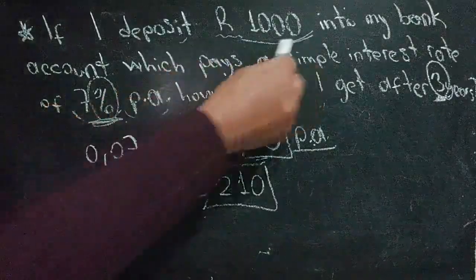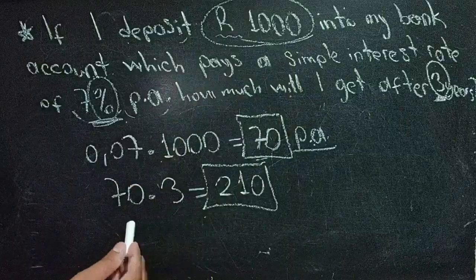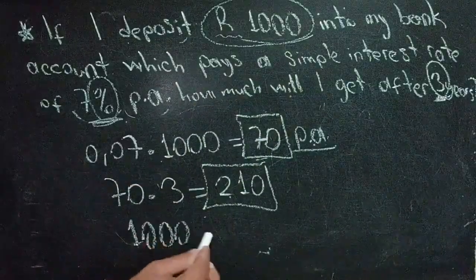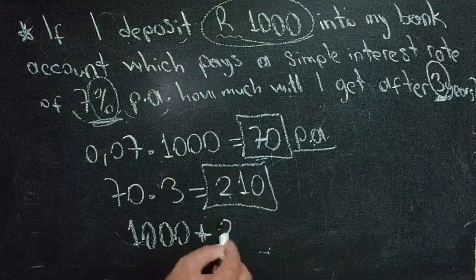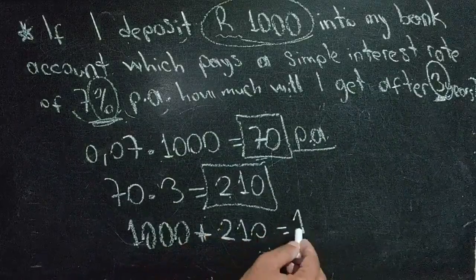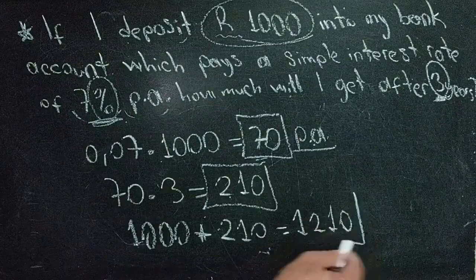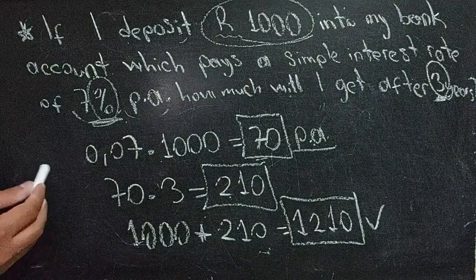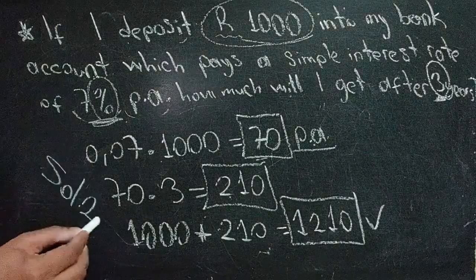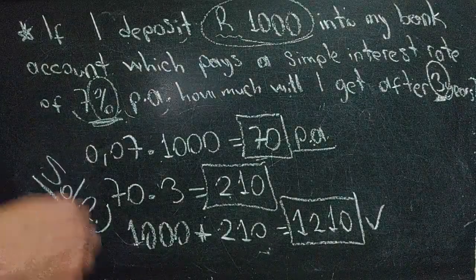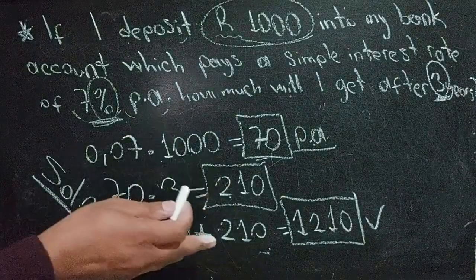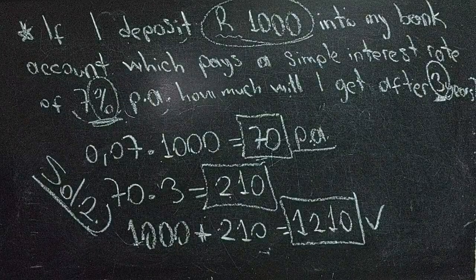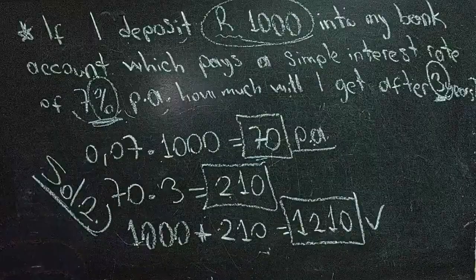My first amount, previous amount was 1000. Just take this number, add to your previous amount, which is going to be 1210. If you remember, we got that number from the formula 2. That is my second solution. So now it is up to you to use whether this method or the formula 1. All right, now let's have a look at another question.